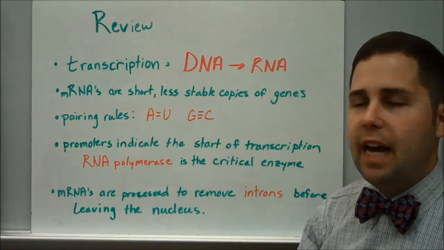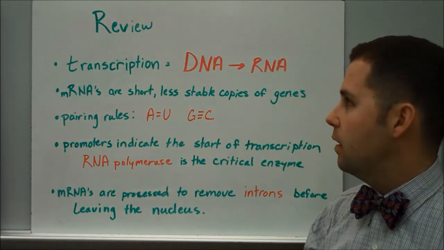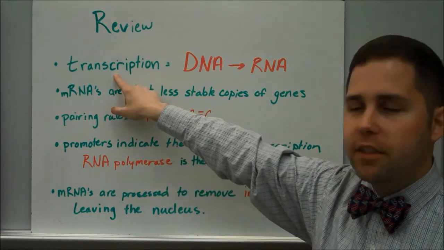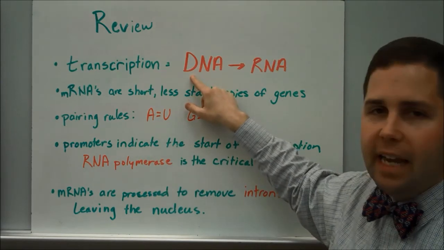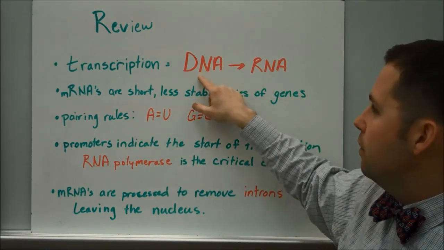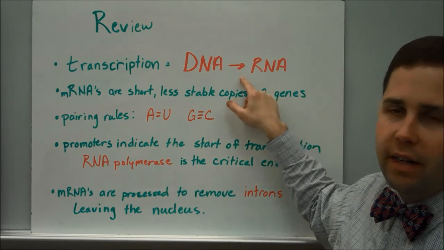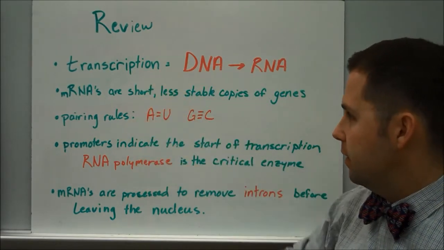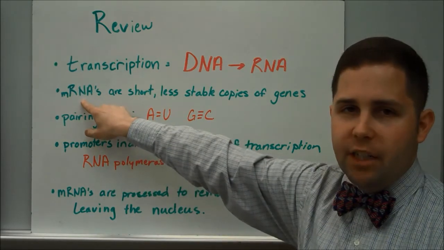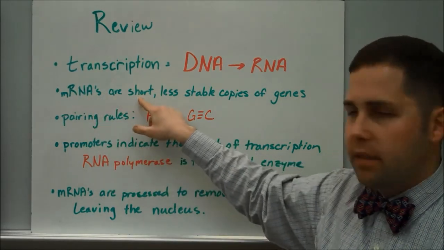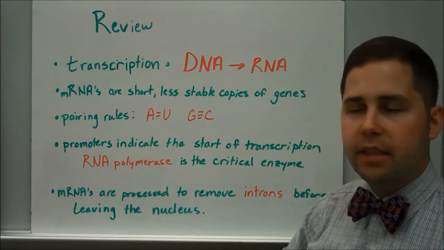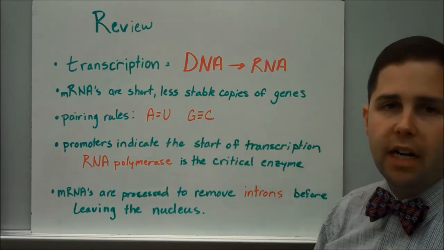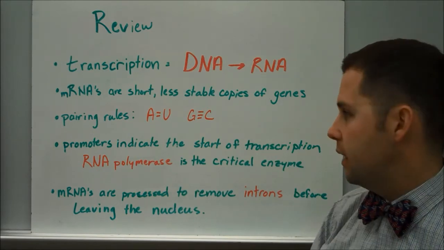So finally, just to tie a lot of the ideas together that we talked about today, transcription is the first part of the central dogma. Transcription is the step where we go from DNA to RNA, and specifically we go from DNA to mRNA, messenger RNA. But as long as you remember DNA to RNA, you'll know what transcription is. The mRNAs that are made from transcription are short. They're much shorter than the full strands of DNA. They're less stable, and they're copies of genes. So they're copies of genes that will be used later to make a protein.